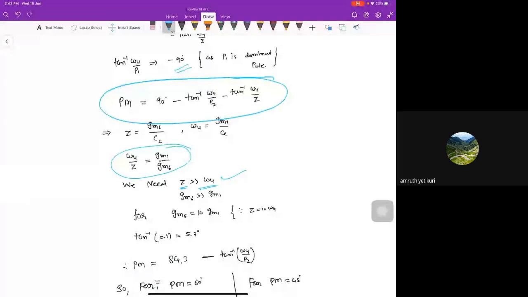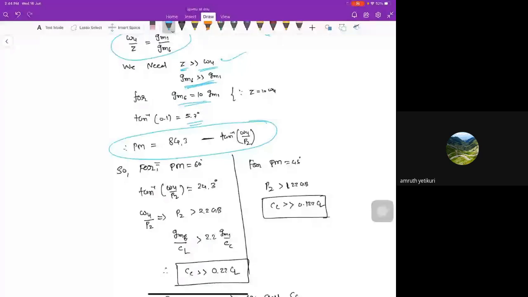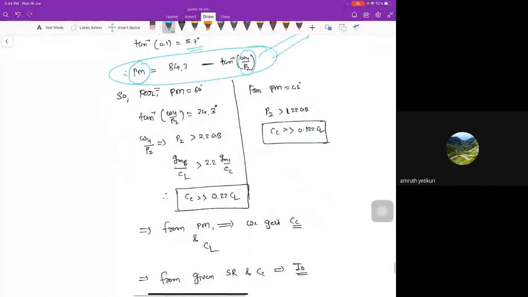So gm6 is larger than gm1. Let's assume gm6 is 10 times gm1. So this term will be tan inverse of 0.1, which is 5.7 degrees. So the phase margin equation gets reduced, and now it depends on this term. Based on the phase margin specification, you will get the relationship between omega u and P2, and that relationship will help you get the relationship between CC and CL.